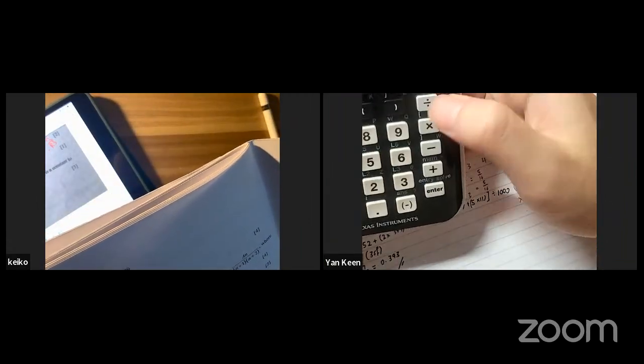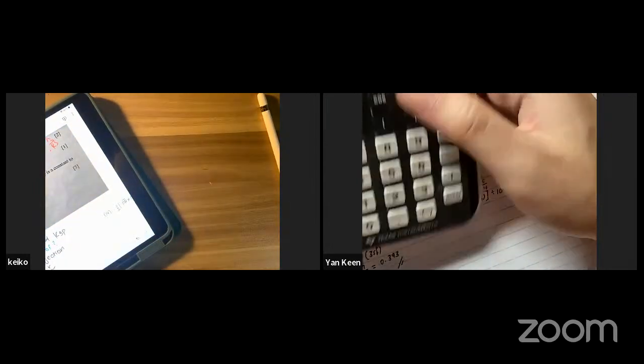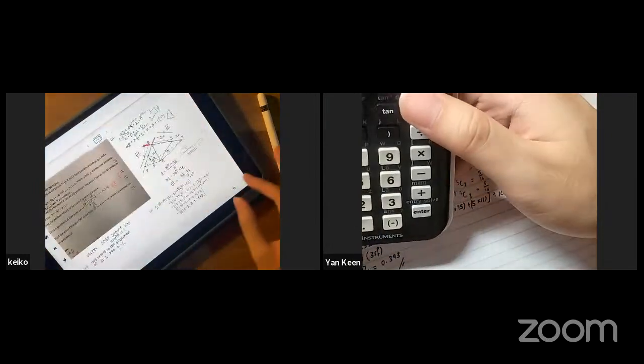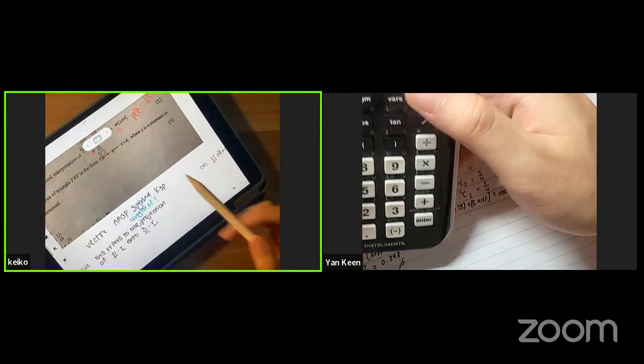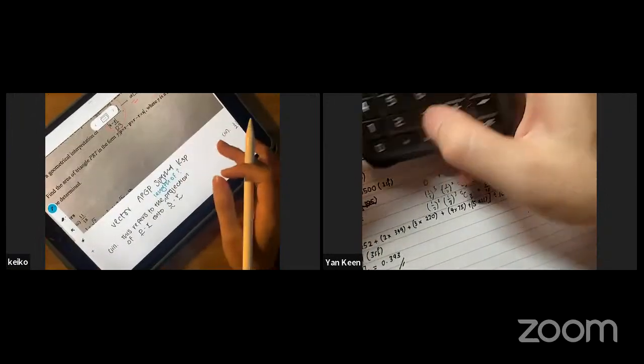Sorry, Keiko, was that done? Oh, it's done. Is it length though? Because of the absolute. Yeah.